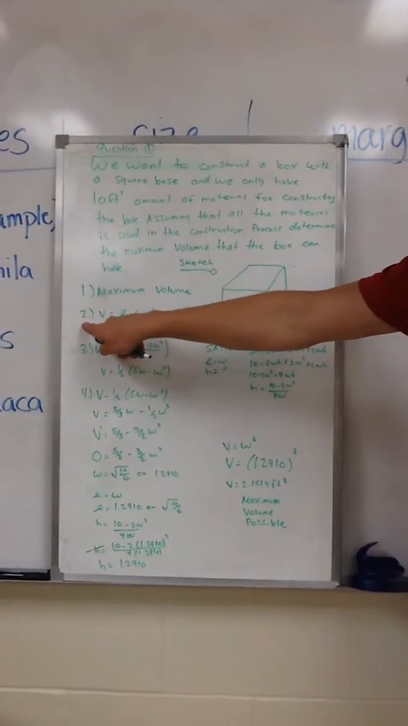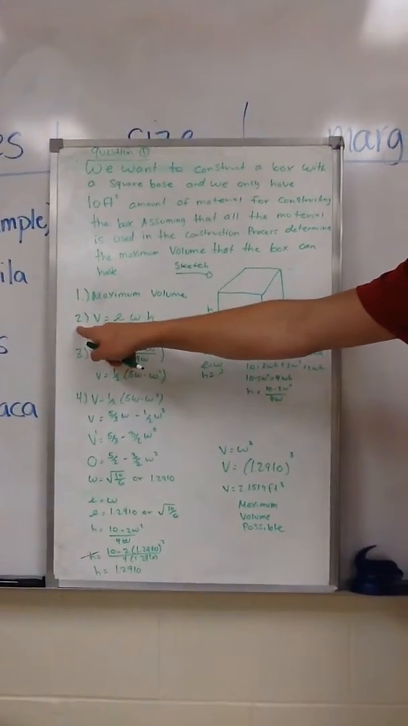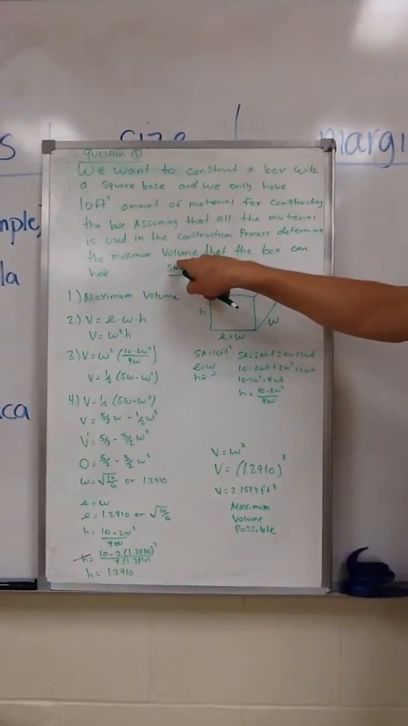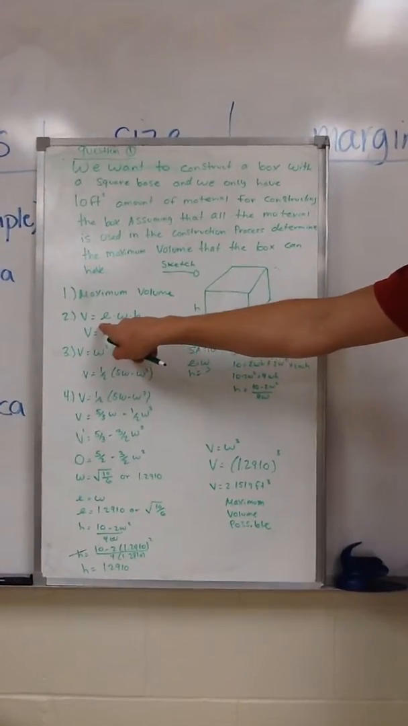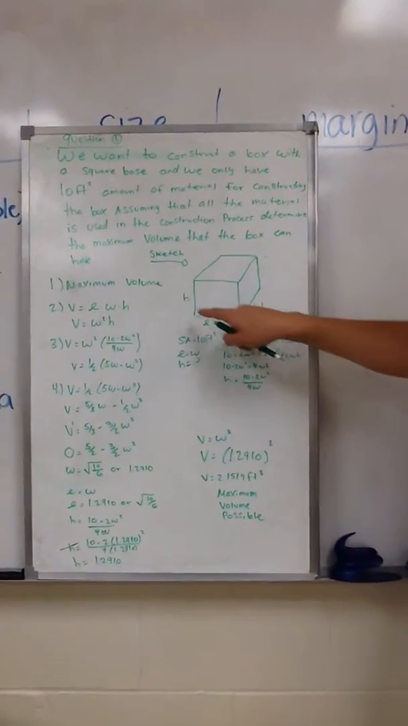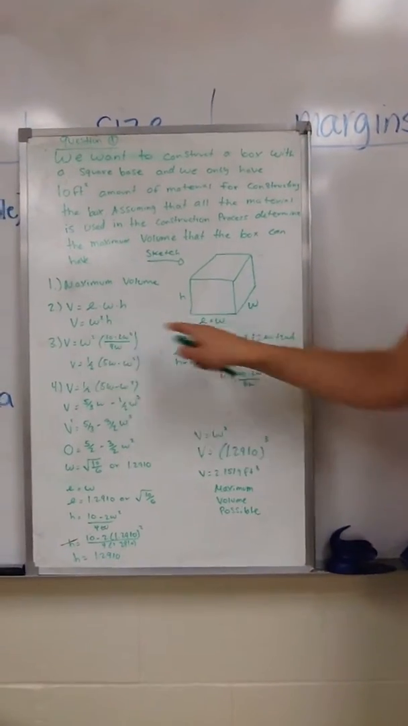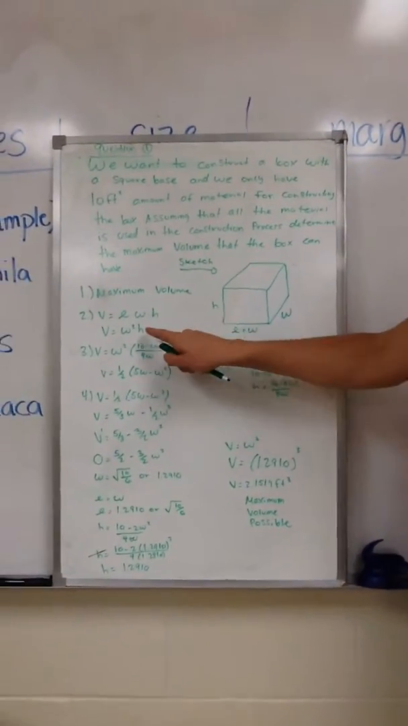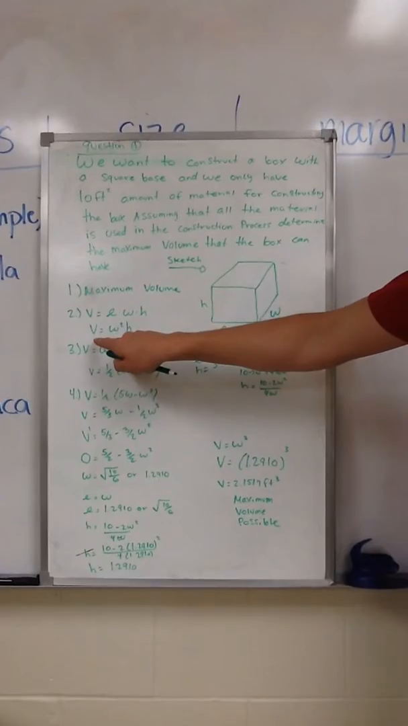Here, second part, we figure out what equation we use. So we're looking for volume right here. So we write our volume equation. So length times width times height, and then the length is equal to the width. So we can go ahead and plug in our length so we can find our volume.